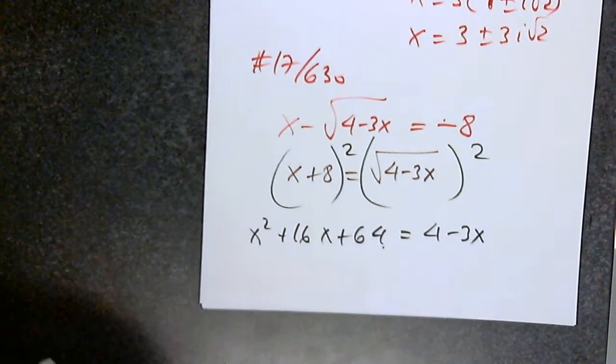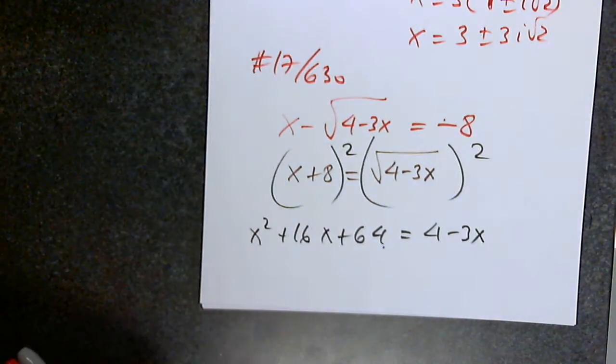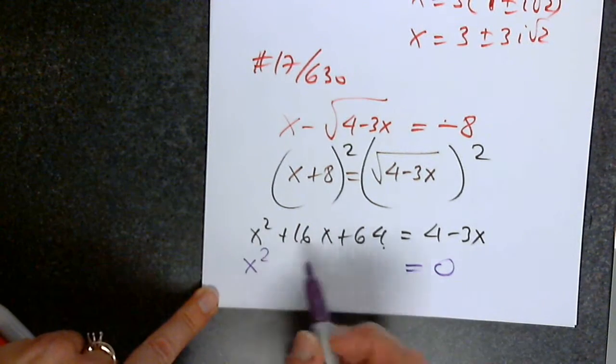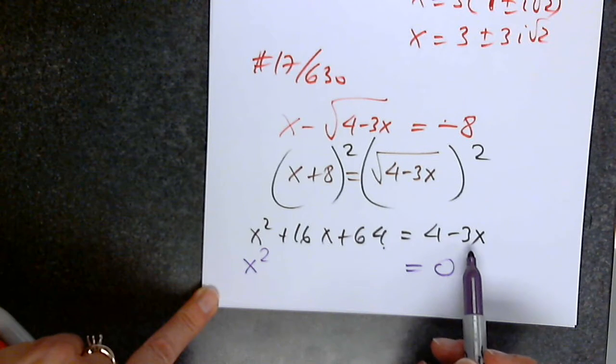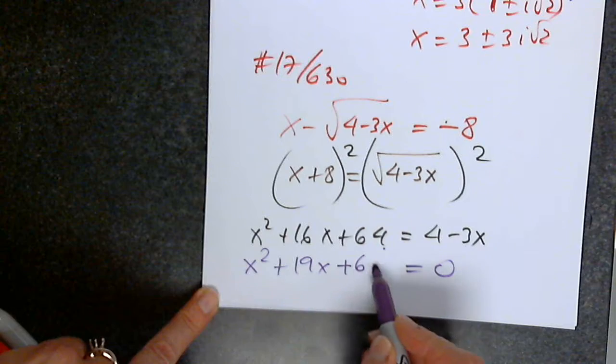Okay, so now what? What type of equation is this? Quadratic. Right. And what do I do next? Equal it to 0. Yes. So I have x squared plus 19x plus 16. Very good.